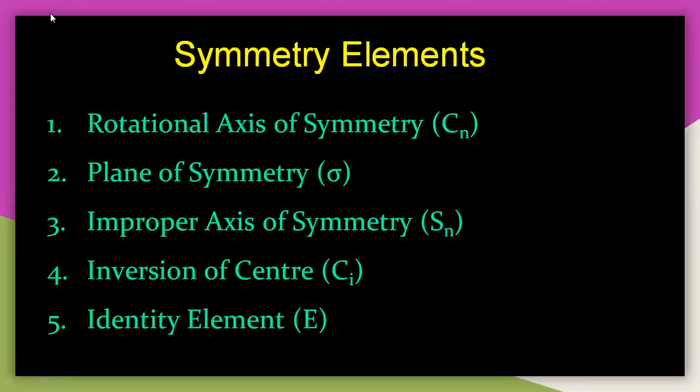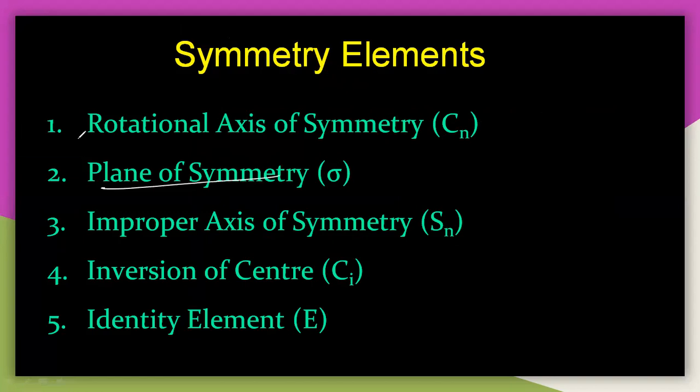So my dear students, now we will see the further continuation of the last session, that is the symmetry elements. In the previous session, I told you about the rotational axis of symmetry. Now we'll see the plane of symmetry here. The rotational axis of symmetry is indicated with Cn. You can write C1, C2, C3, C4 like this.